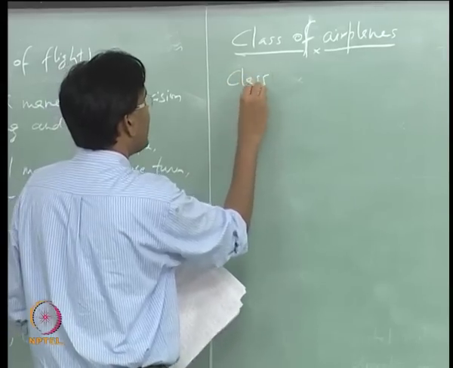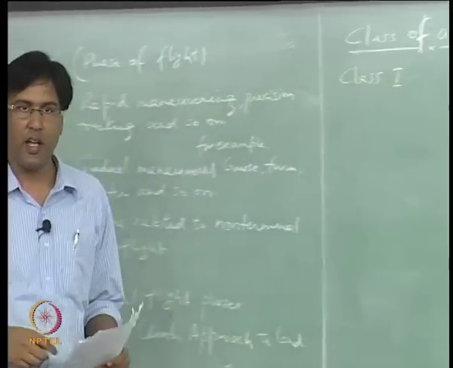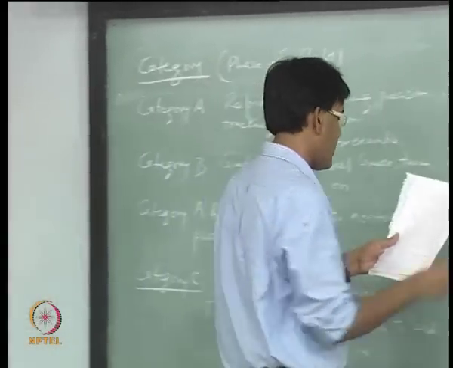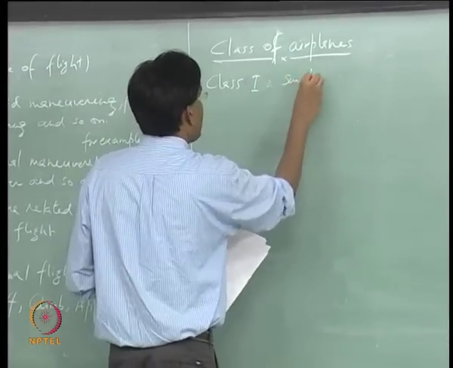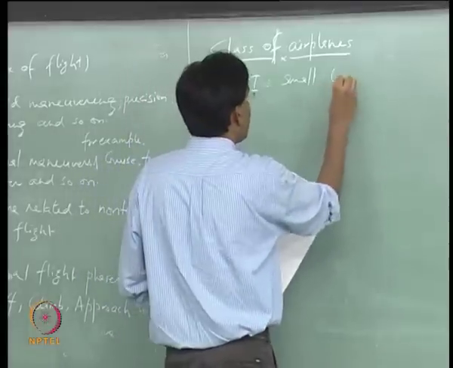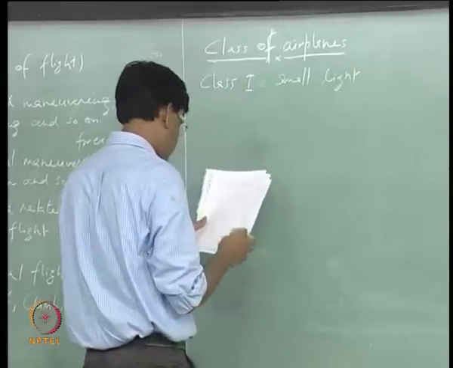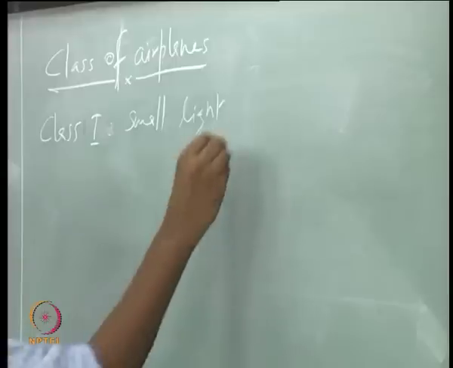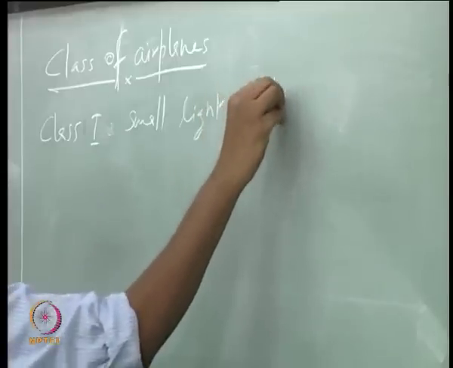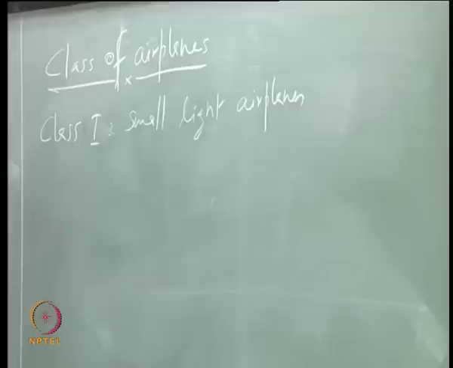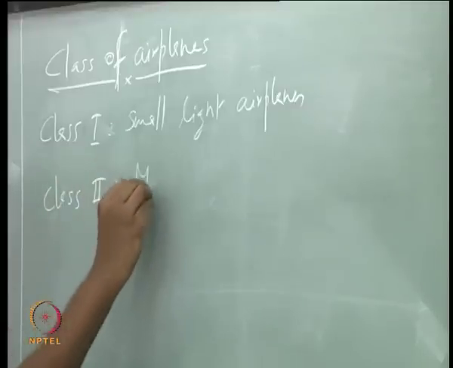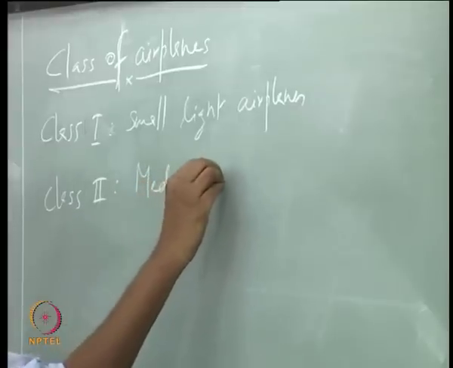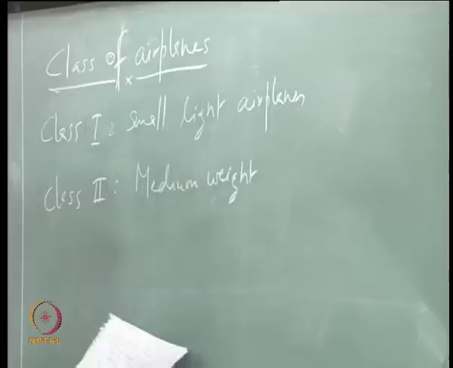We have four classes of airplanes. So in class one, small light airplanes. So class one belongs to these small light airplanes. Class two is medium weight.